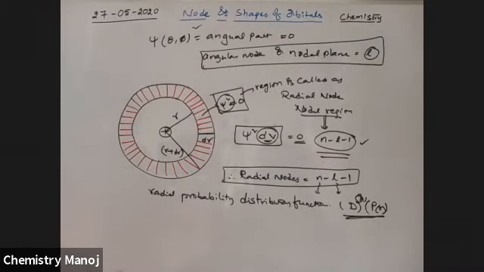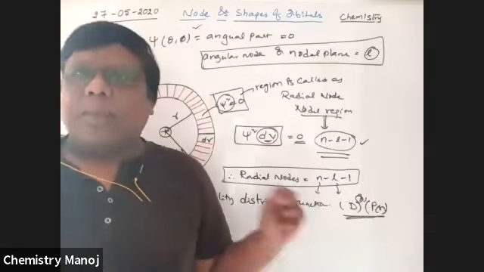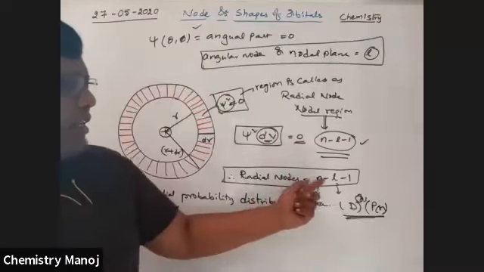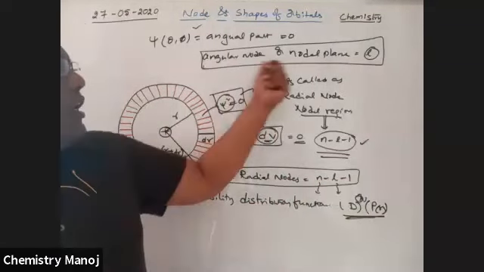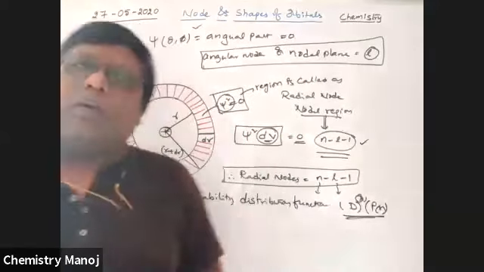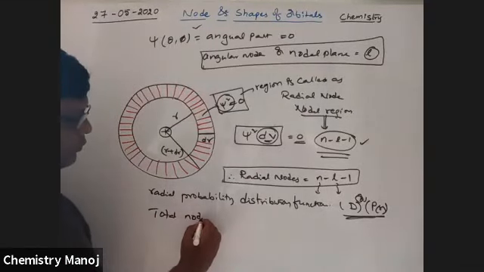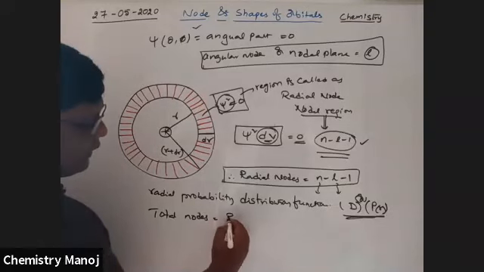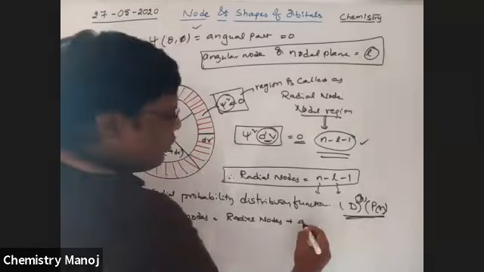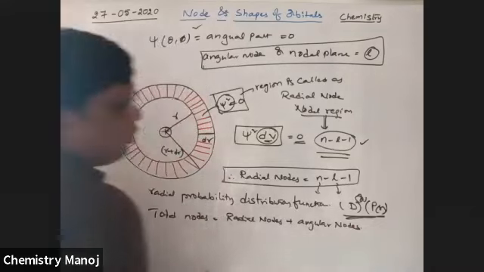Therefore, there exist two types of nodes on a particular sub-energy level. That is, radial node and angular node. Radial node value is equal to n minus L minus 1. Angular node is equal to L. Now I am going to calculate how many total number of nodes are there. Therefore, total nodes is equal to radial nodes plus angular nodes. These are the total number of nodes.